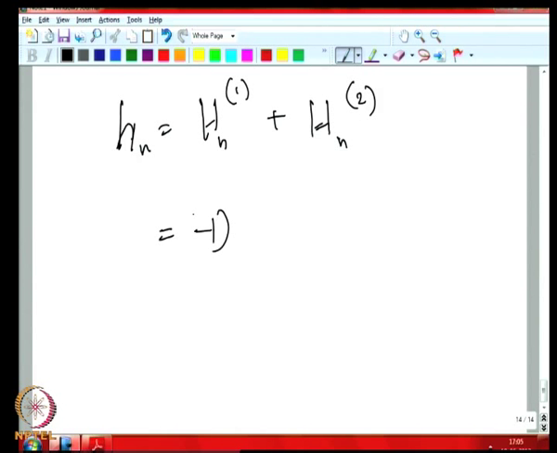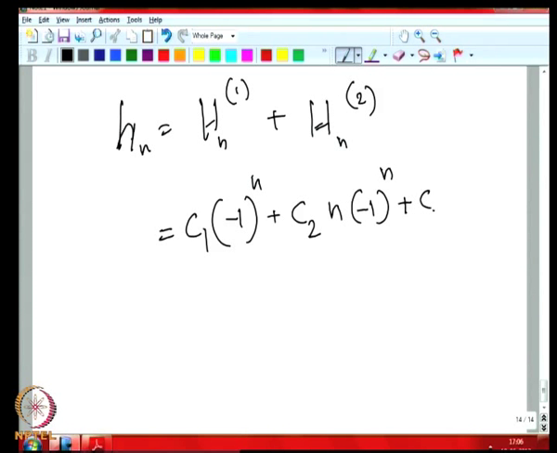So, this is (-1)^n C1 plus n C2 (-1)^n plus n^2 C3 (-1)^n plus D times 2^n. This is what we will get. Now, we have to find the values of C1, C2, C3 and D, so that the initial conditions are met.